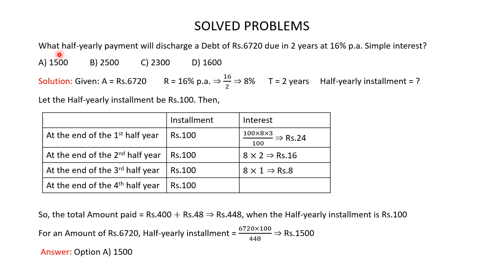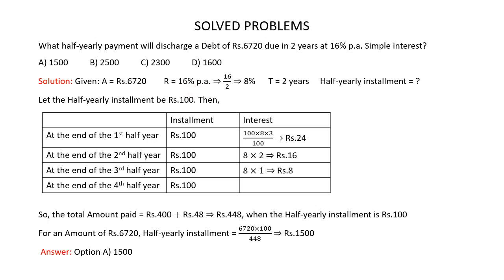What half-yearly payment will discharge a debt of rupees 6,720 due in 2 years at 16% per annum simple interest? Here you are given 4 options and you have to find out which of these options is the correct one. So here debt is given. Debt is nothing but amount. So amount is rupees 6,720. Rate of interest is given as 16% per annum.